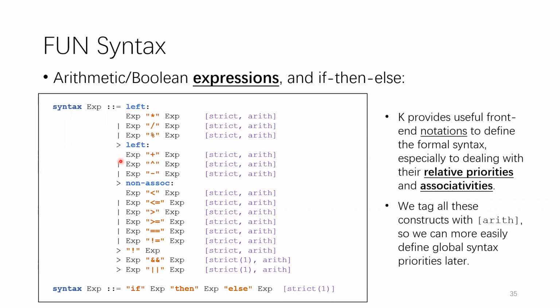The next three are also left associative, but they have lower priority, so we put a greater-than symbol here to say that these have lower priority than the first three. And then we have some non-associative operators. In the attribute, we mark them as strict, and for the last two, they are strict of 1. So we have the short-circuit semantics here. For example, if we see false and something, we can evaluate that to false without evaluating the second argument. So we have the short-circuit semantics here for the Boolean operations.